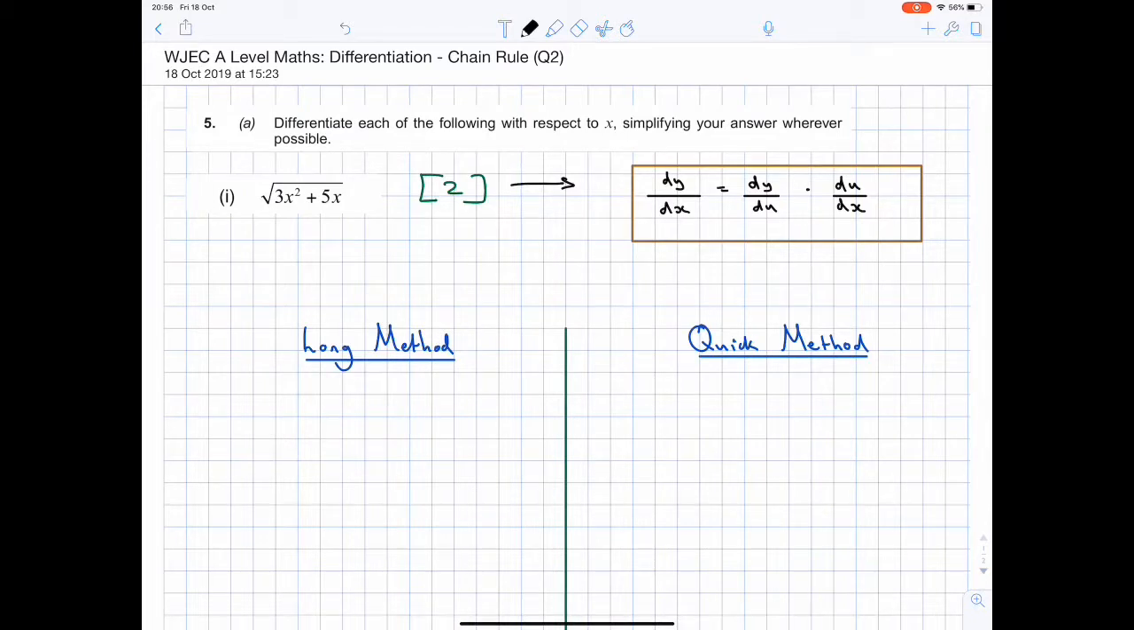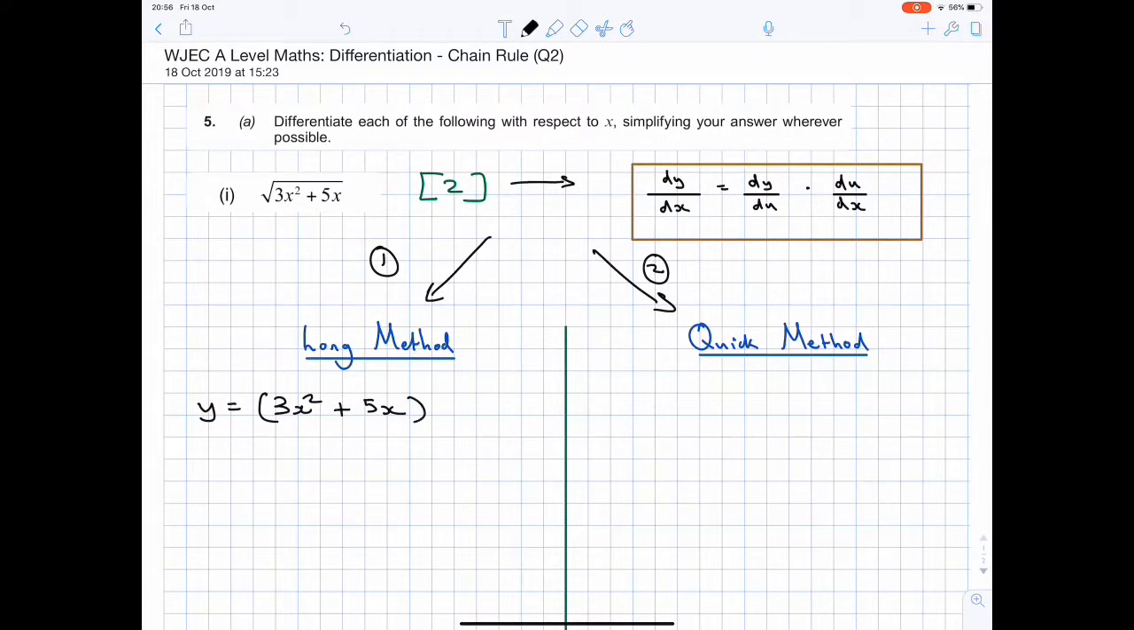And we're going to use two methods to get to the answer. So I'm first going to use the longer method, and then I'll use the shorter method to see if I can arrive at the same answer. So first of all, the longer method. I'm going to write the question again. So y equals 3x squared plus 5x. But instead of writing square root, I'm going to write to the power of a half.